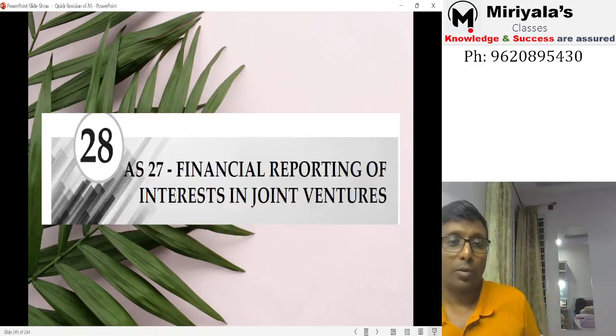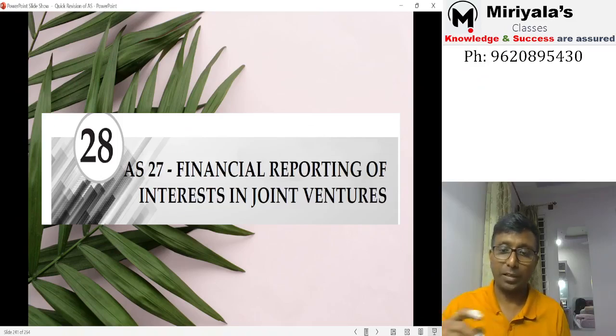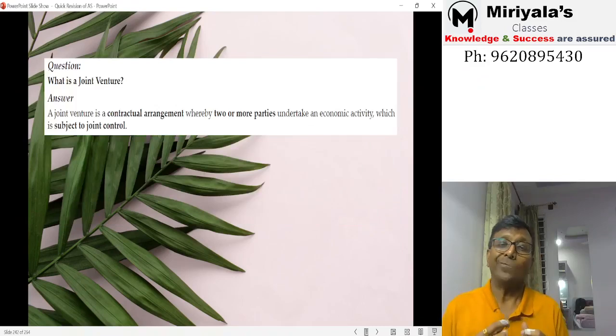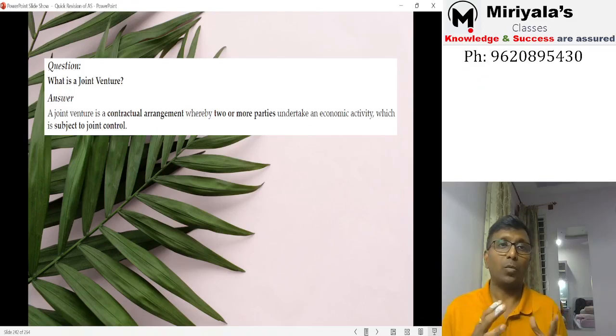Let's start with accounting standard 27, that is financial reporting of interests in joint ventures. Here also, first let me get into that one. First, what is a joint venture? That you need to understand. How many types of joint ventures are there, and when it comes to consolidated financial statements, that matter is supposed to be discussed. What is a joint venture?